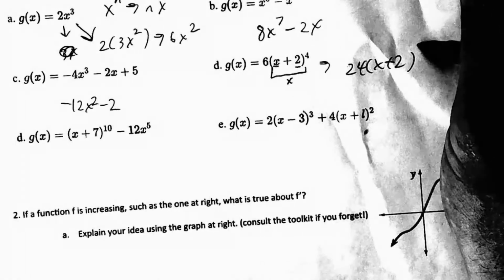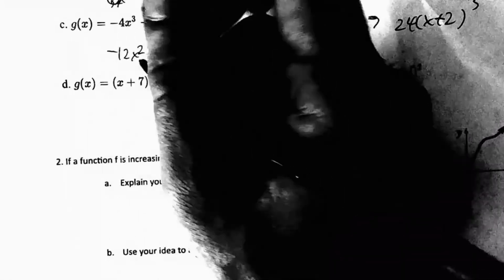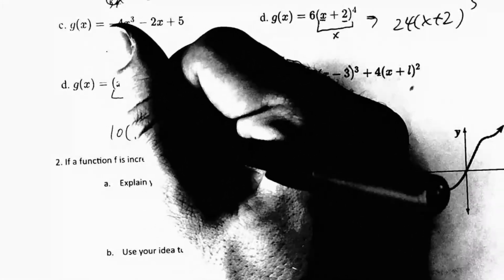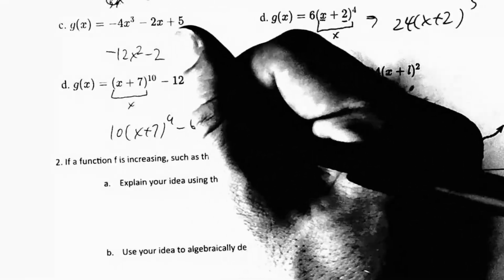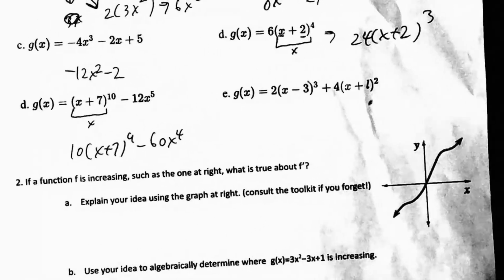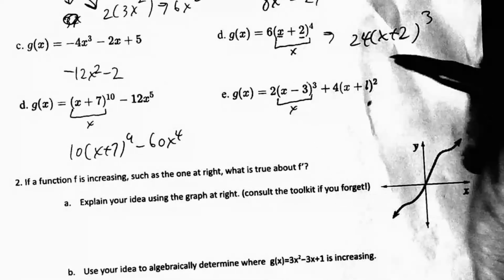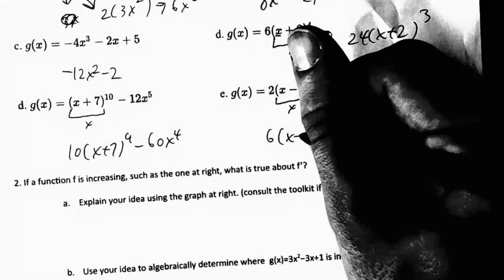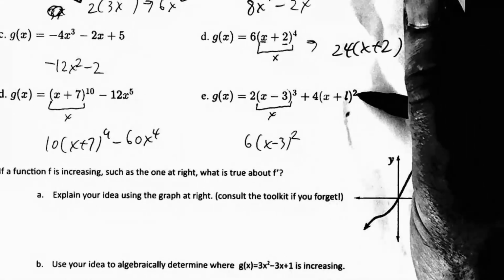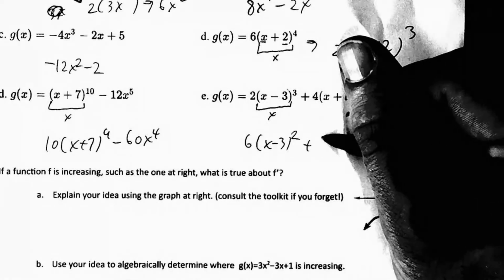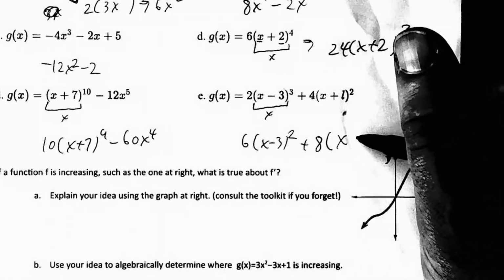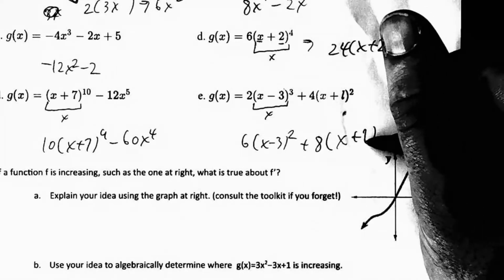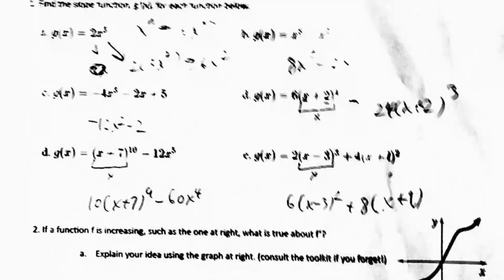24 times x plus 2 to the third. This one, again, this is just a regular, you can treat this as an x. So this would become 10 times x plus 7 to the ninth minus 60x to the fourth. Again, treat this as just an x because it's just an x and a constant. You can do that. 6x minus 3 squared. Same thing here. Plus 8x plus L. It's like a weird L. Okay. And these are all fine.